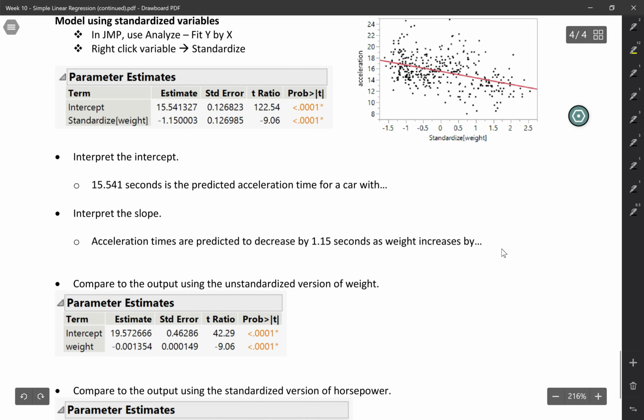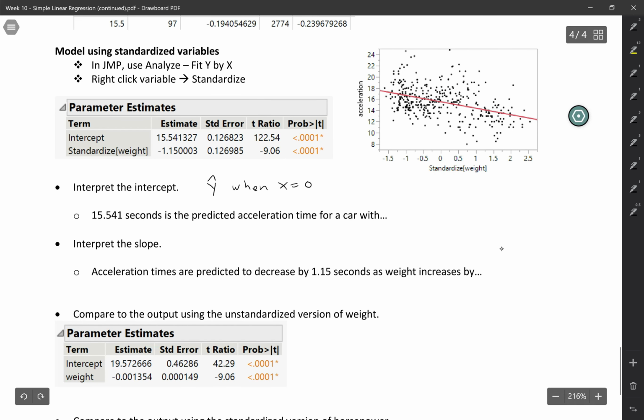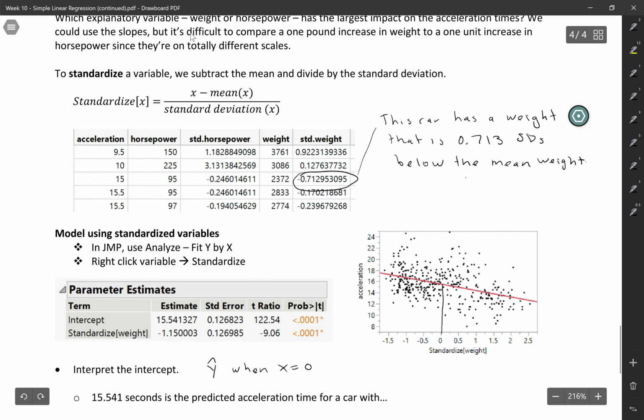So let's start with the interpretation of the intercept. So usually the intercept would just be the predicted value of y when your x variable is equal to 0. But let's think about what it means for the standardized weight to be equal to 0, right? It's not that the car weighs 0 pounds, it's that there's no difference between the weight and the mean weight, right?